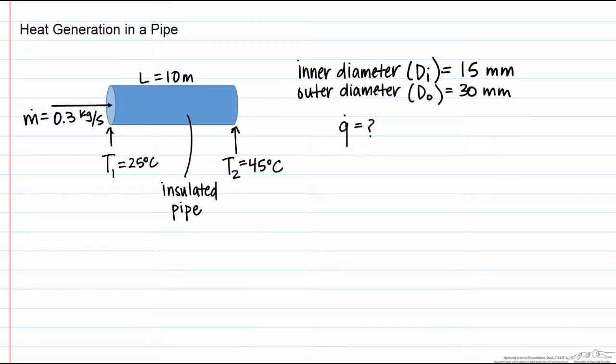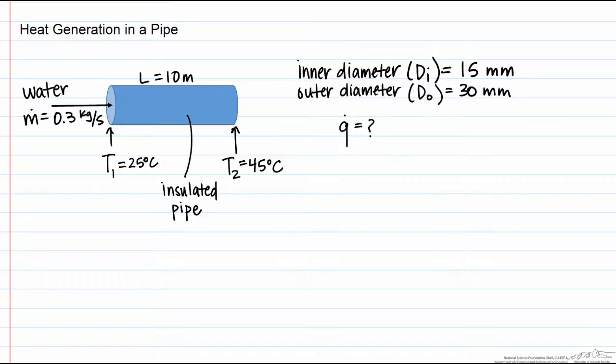The outer surface of the pipe is insulated, which means all the heat is going to go to heating the water within the pipe. So we have water that flows through this. It has a mass flow rate of 0.3 kilograms per second. The inlet temperature is 25 degrees C. And what we want to know is what is the heat generation that's needed to heat the water so that the outlet temperature is 45 degrees C.